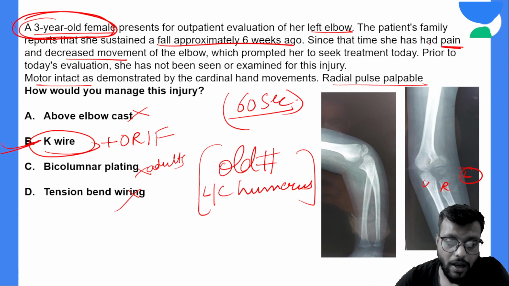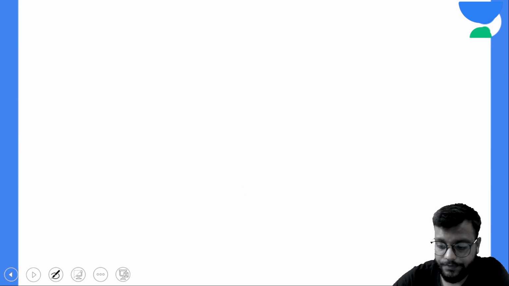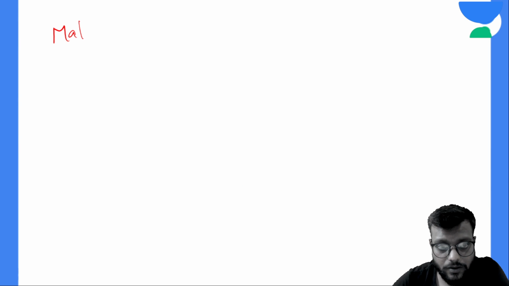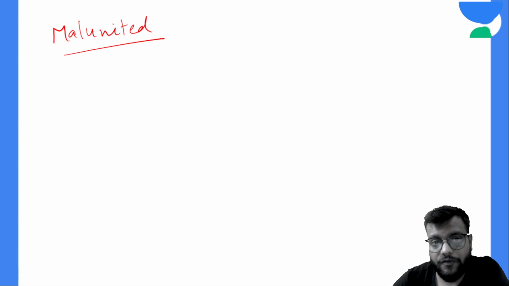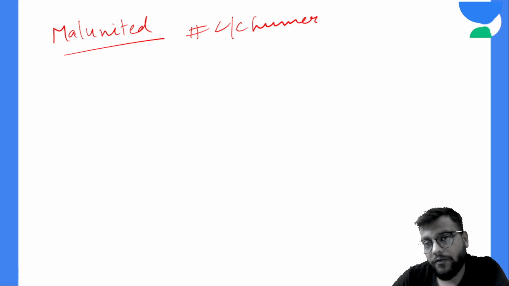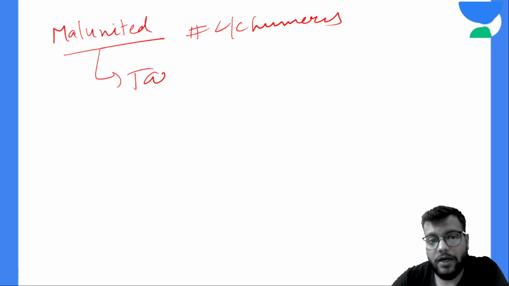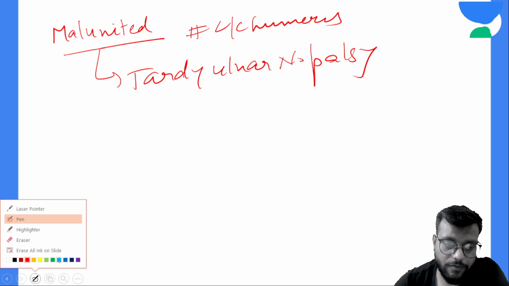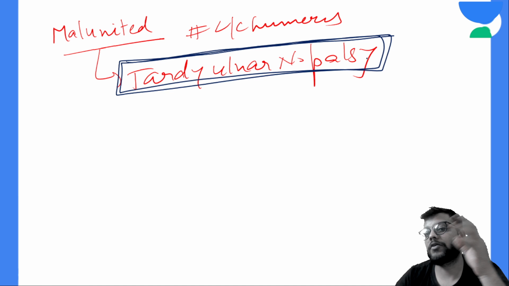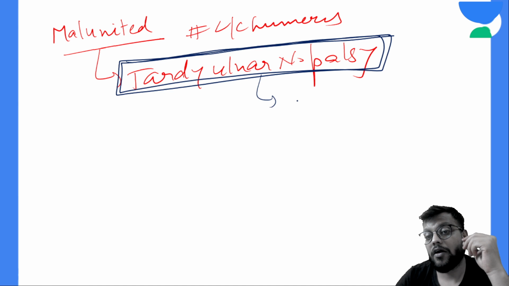So here a malunited fracture of lateral condyle of humerus will lead to tardy ulnar nerve palsy. Okay, it will lead to tardy ulnar nerve palsy. Now you will say the ulnar nerve is medial, so what happens here? Due to malunited lateral condyle humerus fracture, there is stretching of this ulnar nerve, not compression.